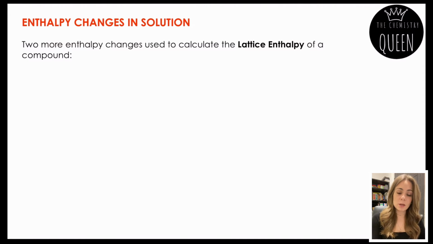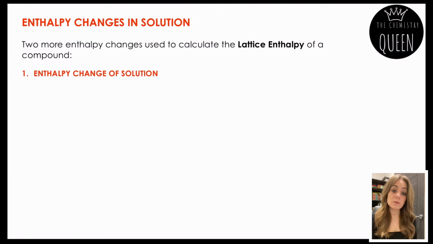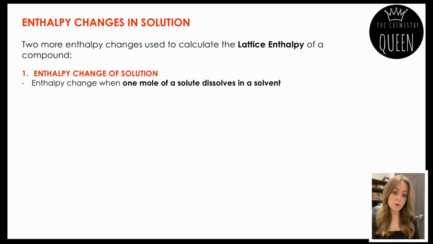In this video, we're going to be looking at the other enthalpy cycle that can be used to determine the lattice enthalpy of a compound. And this particular enthalpy cycle involves two more enthalpy changes. The first enthalpy change we'll look at is enthalpy change of solution. Now, enthalpy change of solution is when we take 1 mole of a solute, usually an ionic compound, and the ionic compound will dissolve in a solvent, which is usually water.